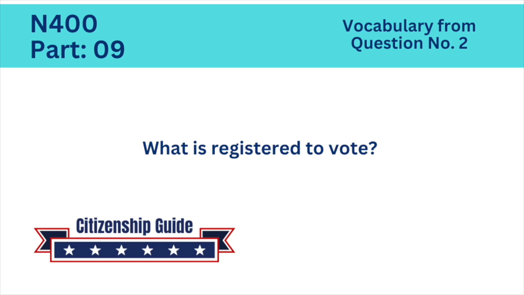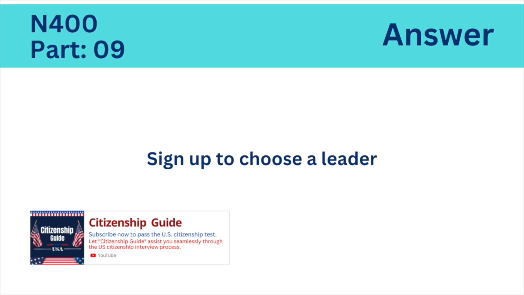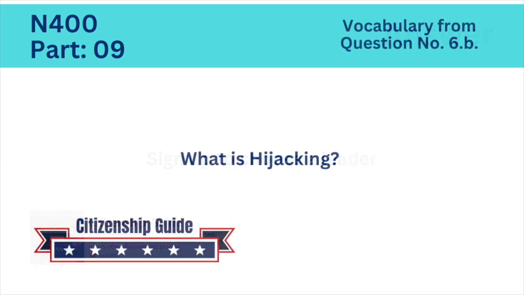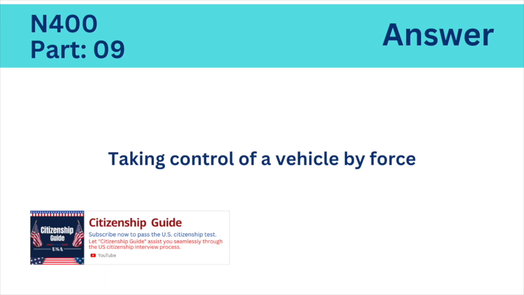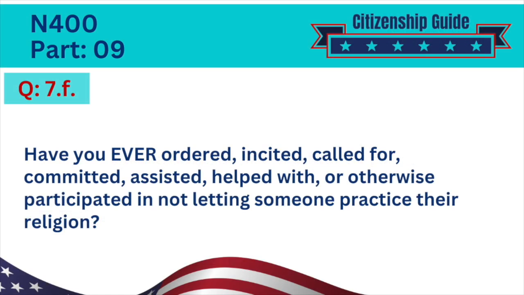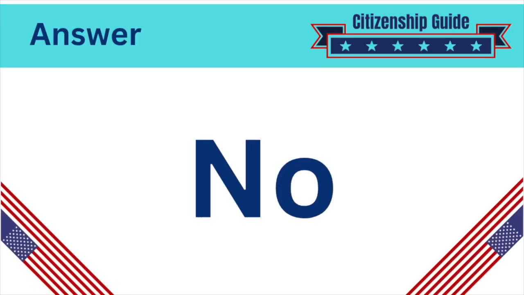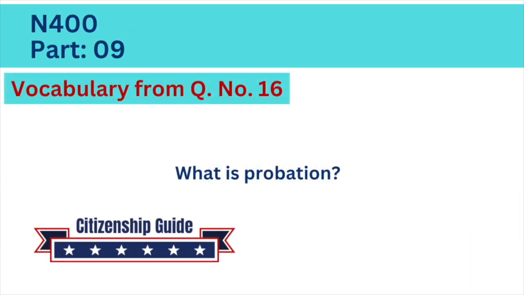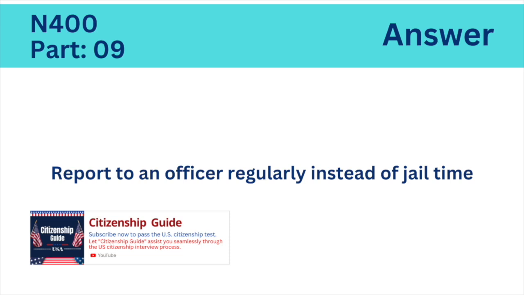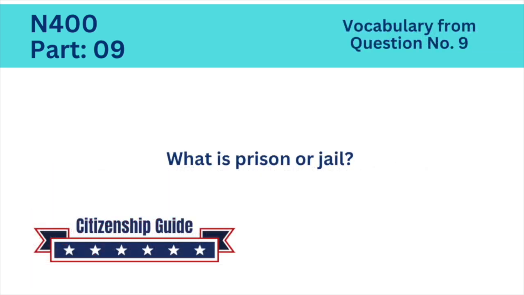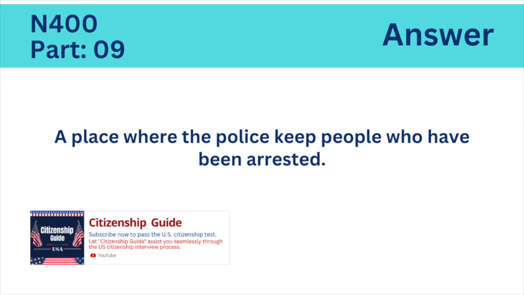What is registered to vote? Sign up to choose a leader. What is hijacking? Taking control of a vehicle by force. Have you ever ordered, incited, called for, committed, assisted, helped with, or otherwise participated in not letting someone practice their religion? No. What is probation? Report to an officer regularly instead of jail time. What is prison or jail? A place where the police keep people who have been arrested.